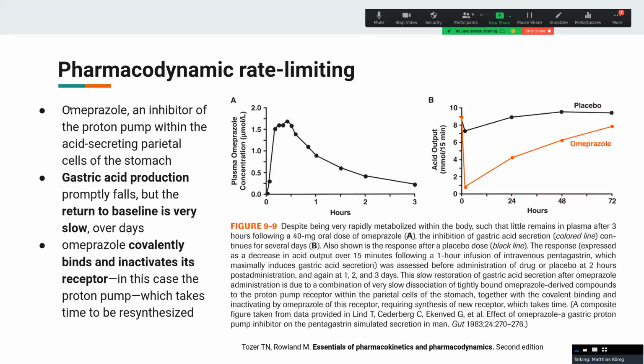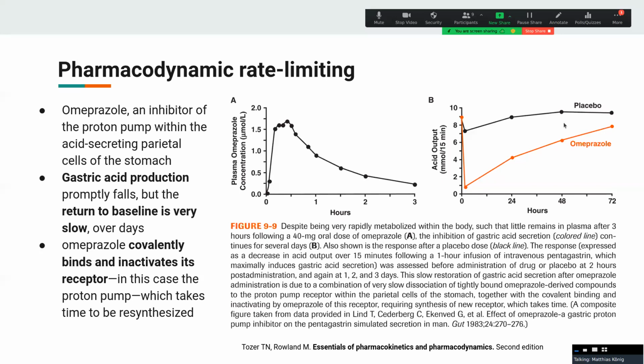Here is one example of such a pharmacodynamic rate limited response: omeprazole, which most of you probably know. It's an inhibitor of the proton pumps in the stomach, and it's often taken for acid reflux and many other diseases. After you take omeprazole, your gastric acid production falls very fast, but it takes very long until it returns to baseline. You see that here on the left, the pharmacokinetics. If you take omeprazole, it takes around half an hour until you have maximum concentrations in the plasma.